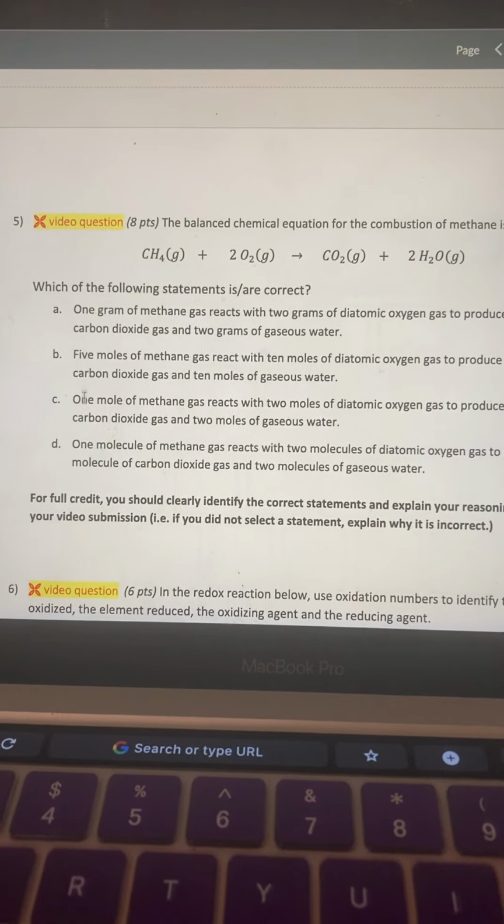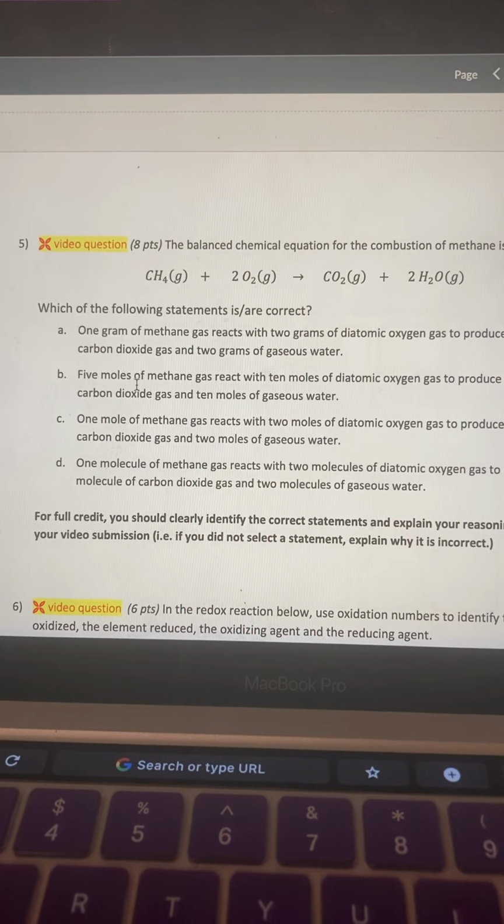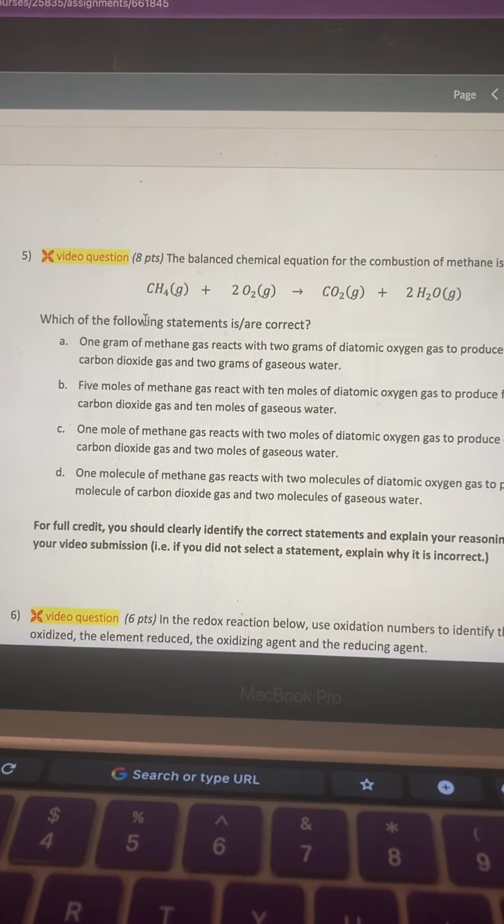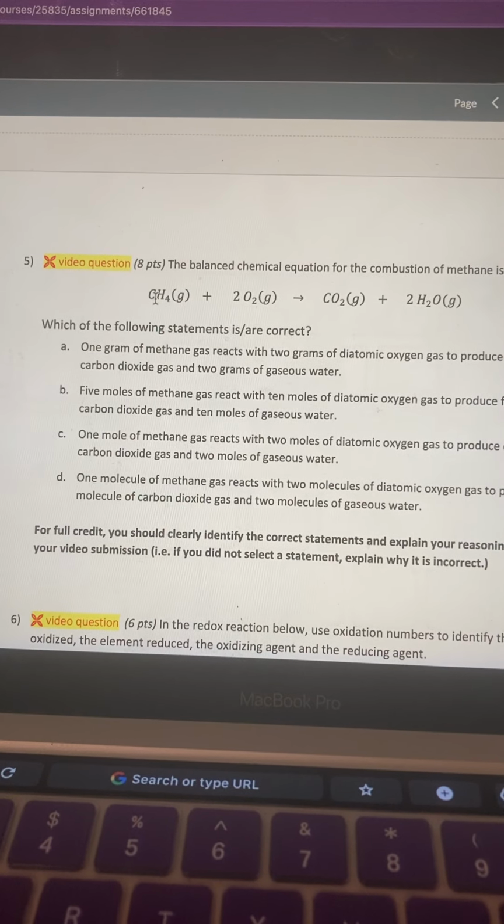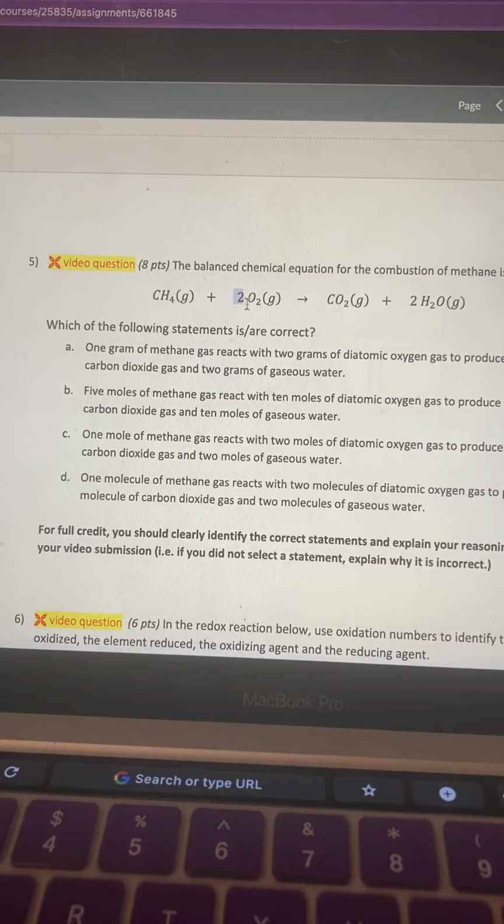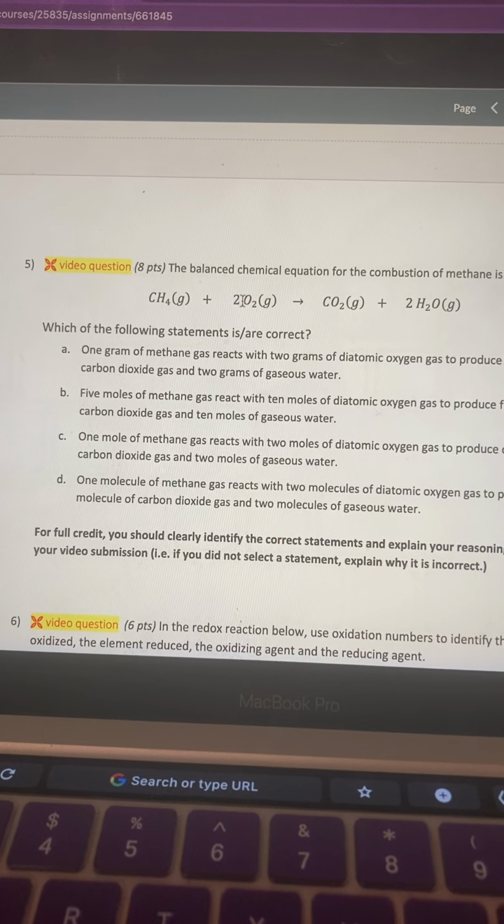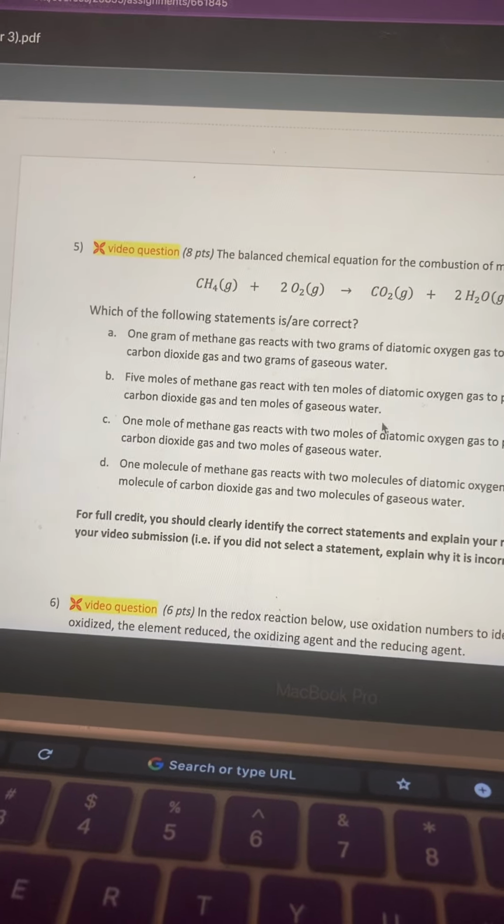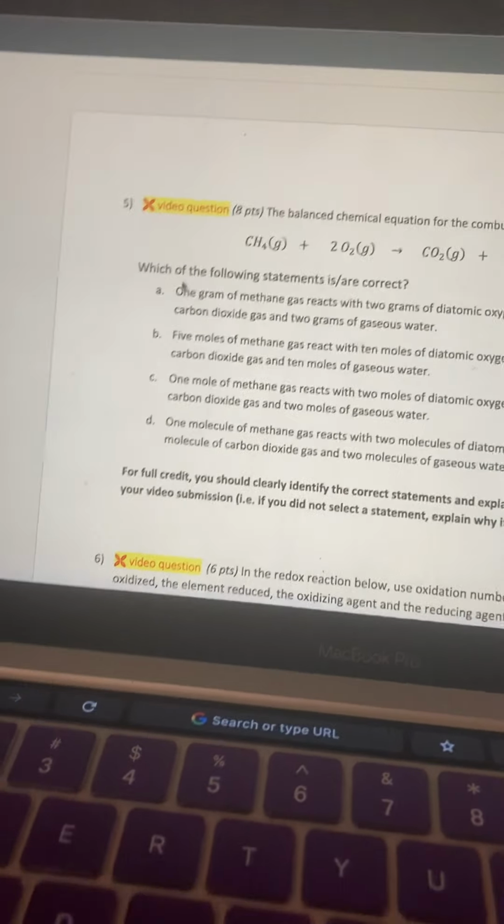So C is right. B is the same thing. It's just a proportion of it. Like multiplied this by 5 and this by 5. This would be 5 and 10 moles, and this would be 5 and 10 moles. It's the same proportion. So B also works.